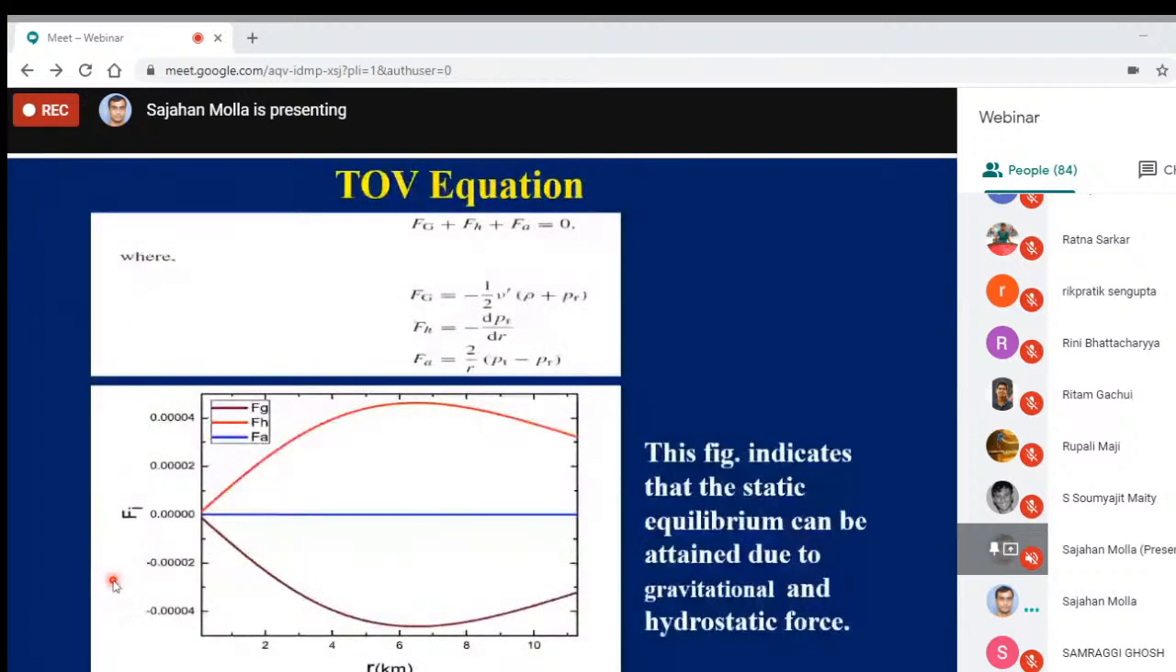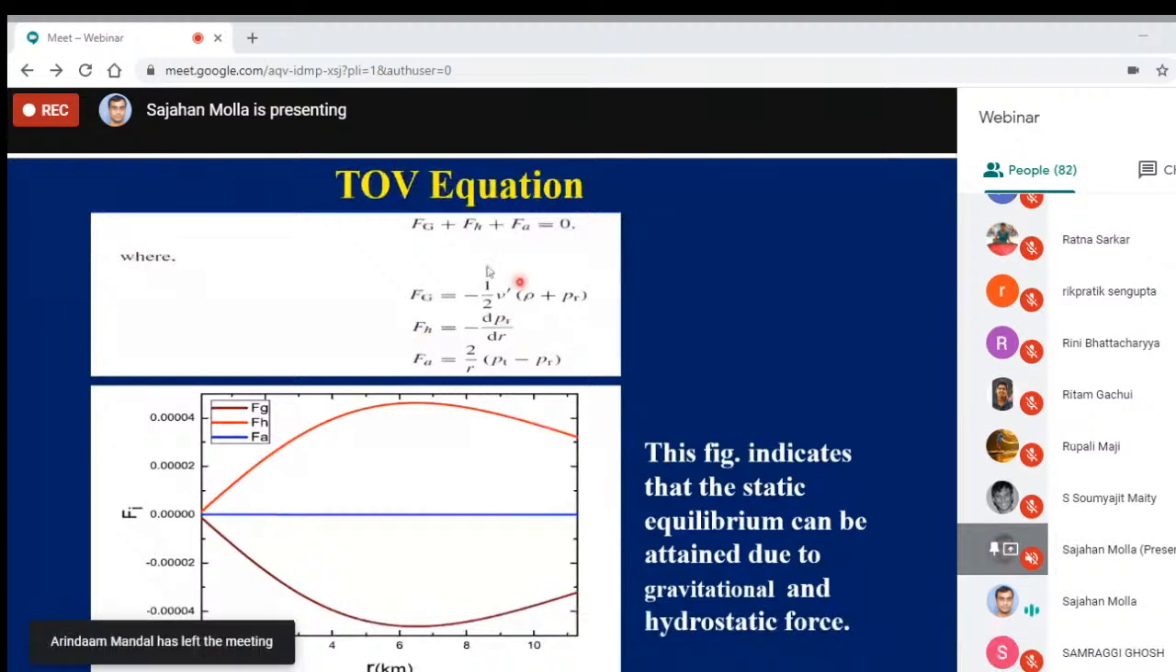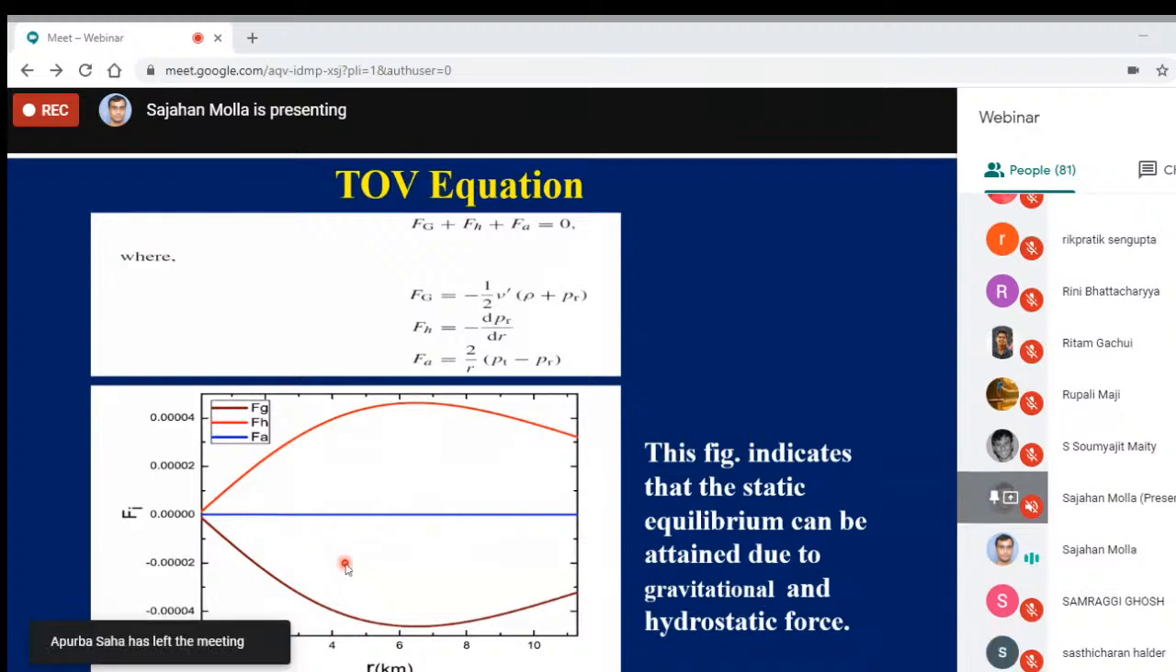In this dark matter admixed pulsar model, we also check whether the TOV equation is satisfied in our model, yes or no. We know that for a standard stable star model, since the star is in hydrostatic equilibrium, the gravitational force, hydrostatic force, and anisotropic force, all three forces, should sum to zero. The values of Fg, Fh, and Fa are plotted in the figure, and we see that all three forces counterbalance each other, and our model satisfies the standard star model.